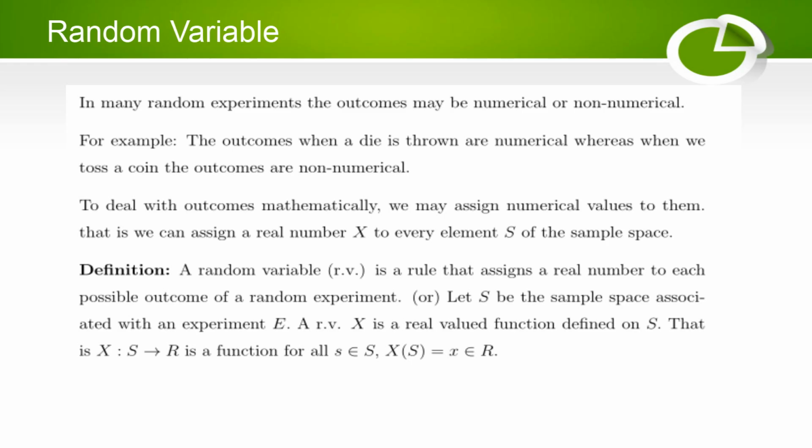Definition of random variable. A random variable is a rule that assigns a real number to each possible outcome of a random experiment. Or, let S be the sample space associated with an experiment. A random variable X is a real-valued function defined on S, that is, X from S to R as a function, for all s belongs to S, X(s) equals x belongs to R.